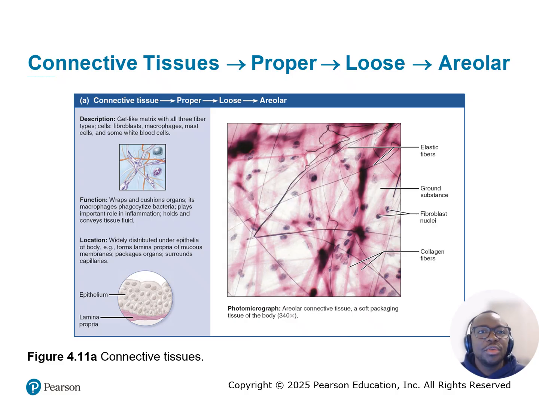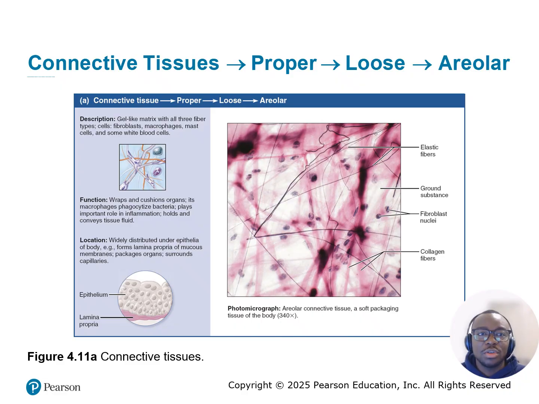We start our review of connective tissue types with areolar connective tissue. It is the most widely distributed connective tissue and serves as the universal packaging material between other tissues. It binds body parts together, allowing them to move freely over each other. Areolar connective tissue has a gel-like matrix containing all three fiber types. The cells include fibroblasts, macrophages, mast cells, and some white blood cells.